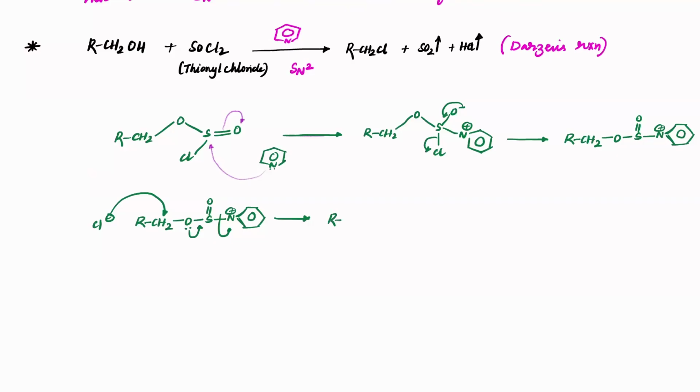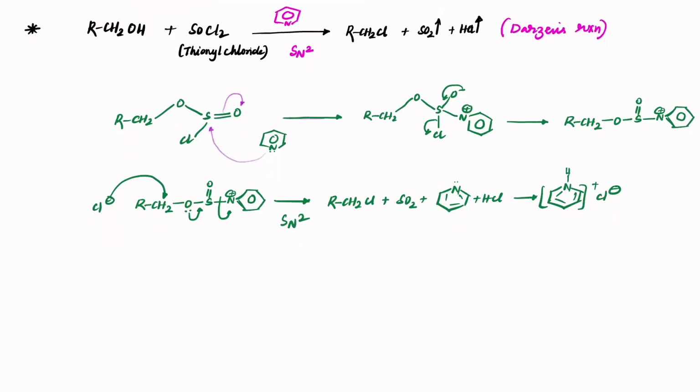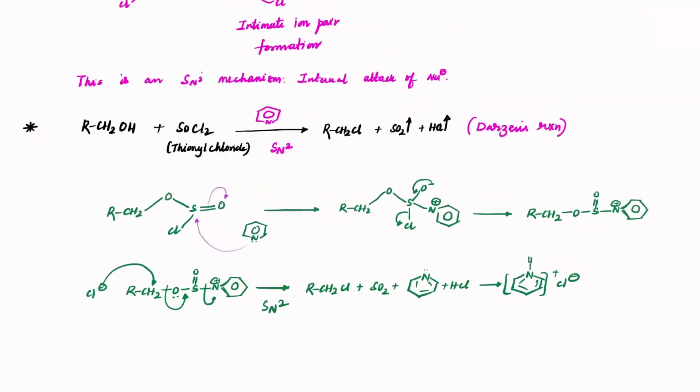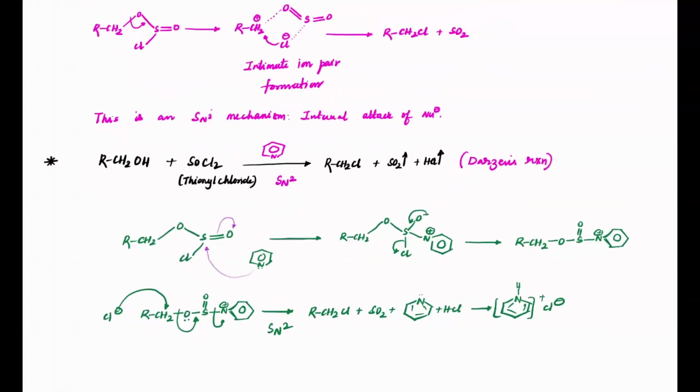So that's how you will get this as RCH2Cl plus SO2, and this pyridine which is forming can react with the HCl initially released and convert this into pyridinium chloride, like this, with H plus and Cl minus. So now notice this attack. This attack is now SN2 type of attack. This way. So this is like an SN2 type of attack. Hence the reaction will go via SN2 mechanism.